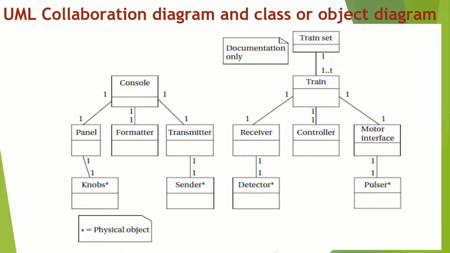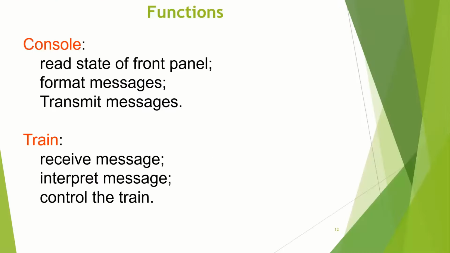The train receiver also performs three functions. The first one is to receive the message. The next is to interpret the message. The third function is to control the motor. All these functions of the train are considered as a class and shown in the right hand side of the diagram.